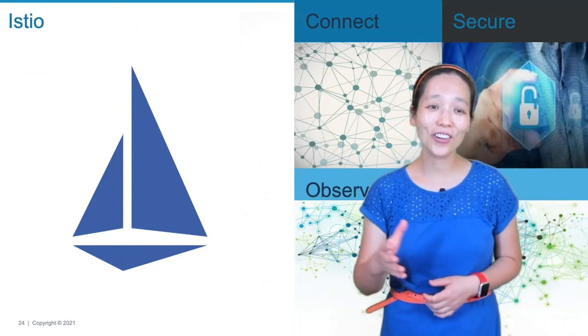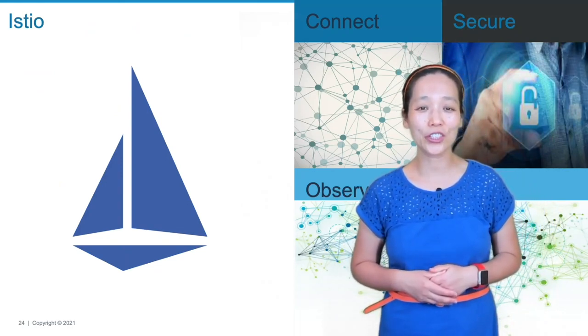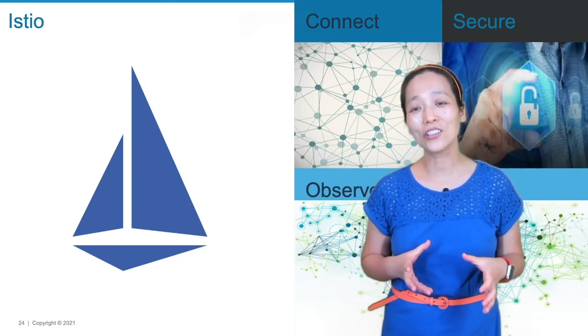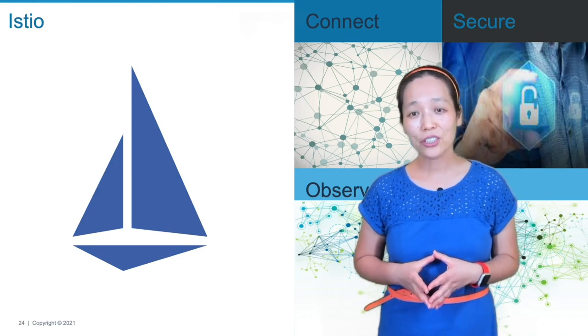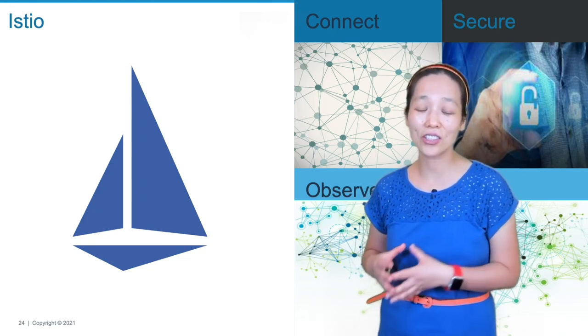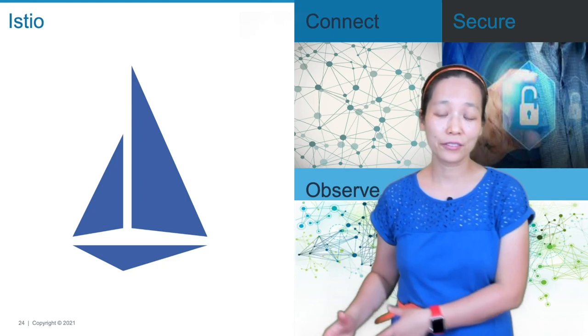Today, since you are coming to an Istio workshop, we're going to get into the three key functions of Istio, which essentially are connect, secure, and observe.